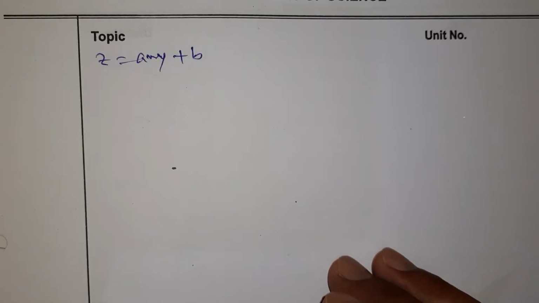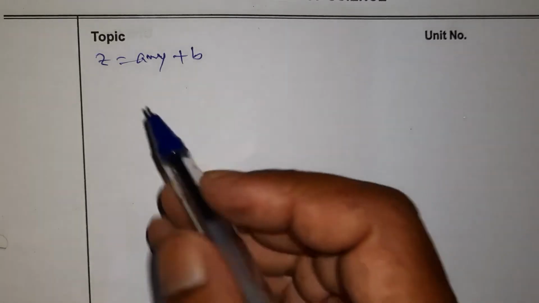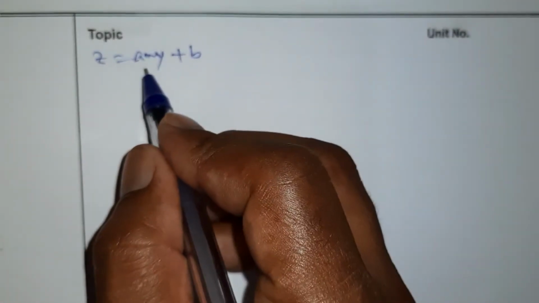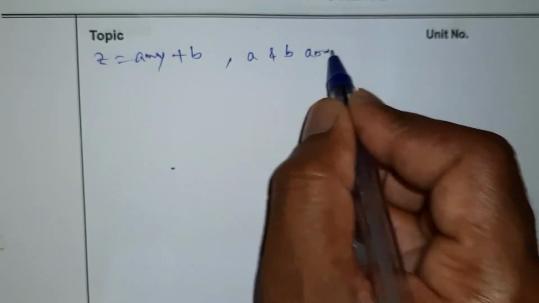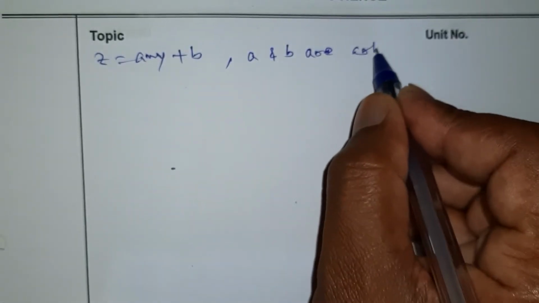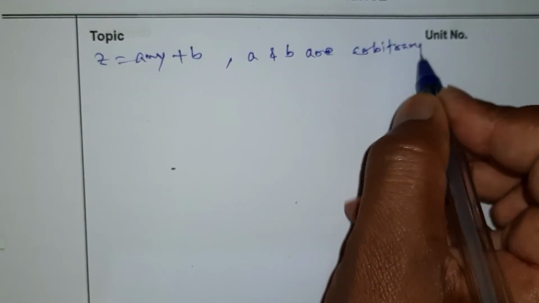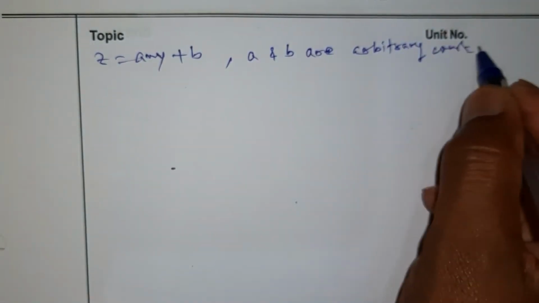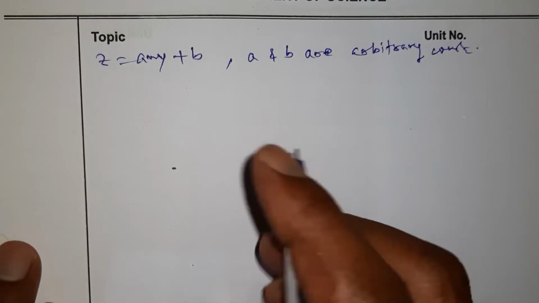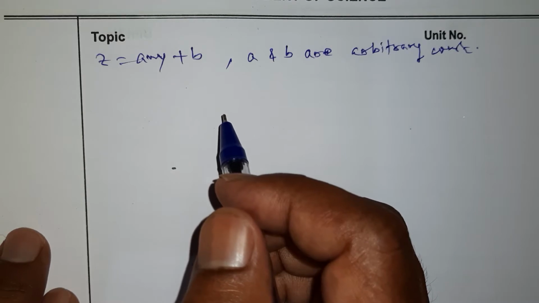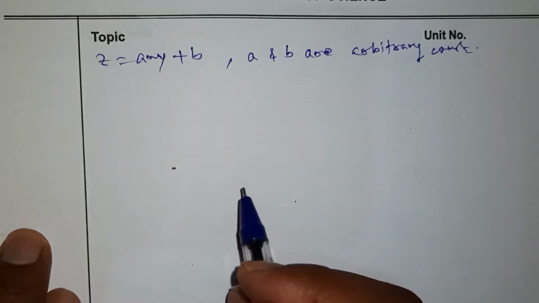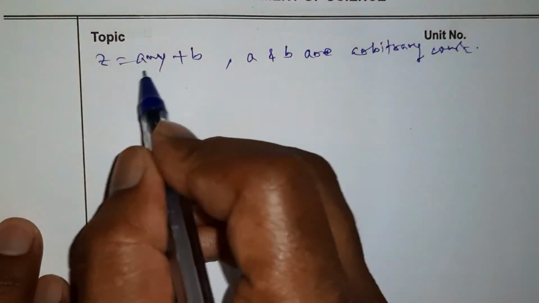So here we will see the actual examples of formation of differential equations. Derive a partial differential equation whose general solution is given here: z is equal to axy plus b, where a and b are arbitrary constants. I have to form the partial differential equation, so I have to eliminate these two constants.